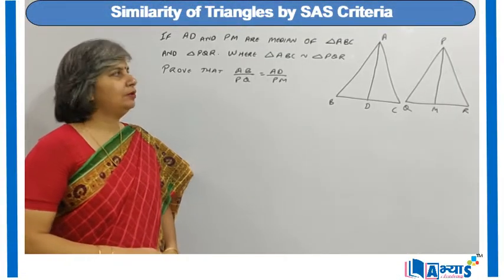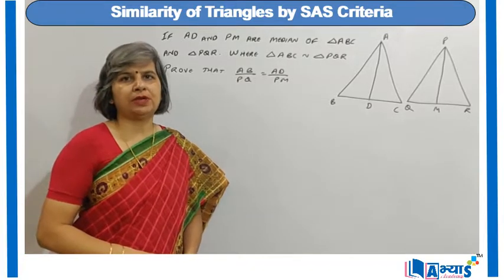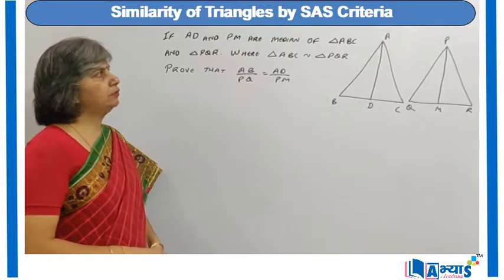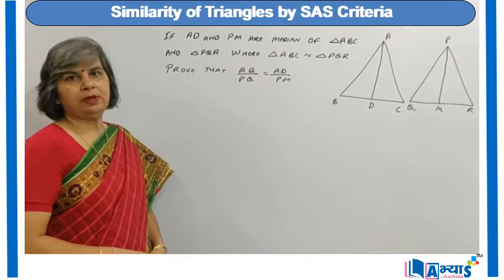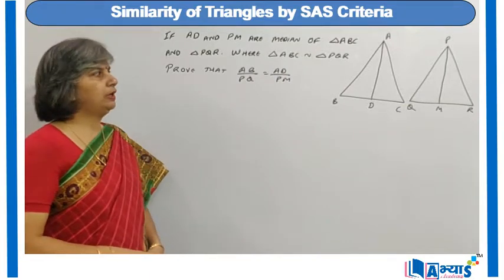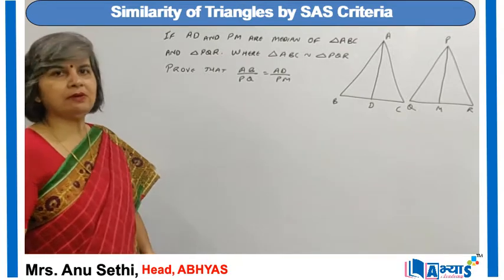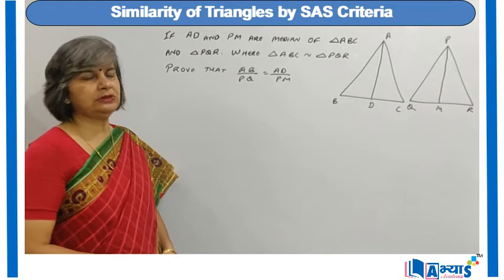Now let us apply the concept of similarity of triangles by SAS criteria and try to solve the question. The question is that AD and PM are the medians of triangle ABC and triangle PQR, where ABC is similar to PQR, and we have to prove that AB upon PQ is equal to AD upon PM. That means we are given two triangles ABC and PQR which are similar to each other.